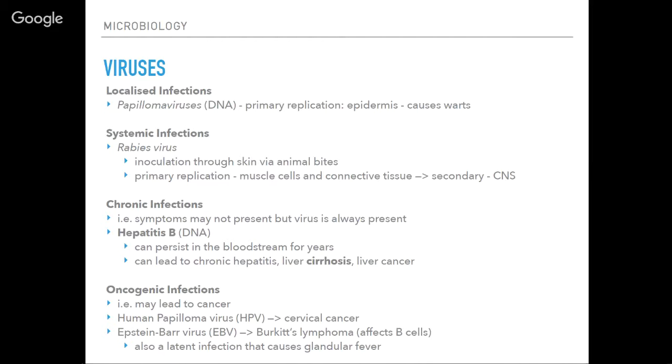Oncogenic infections. They're basically viruses that could possibly lead to cancer. If you've ever had glandular fever, that's Epstein-Barr virus. And that could have led to Burkitt's lymphoma, which is basically a cancer of the immune system. Or if you have human papillomavirus, it can lead to cervical cancer. And you'll probably do an assignment on this next year.